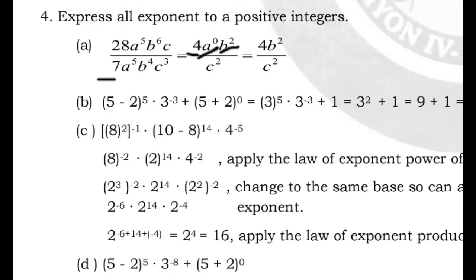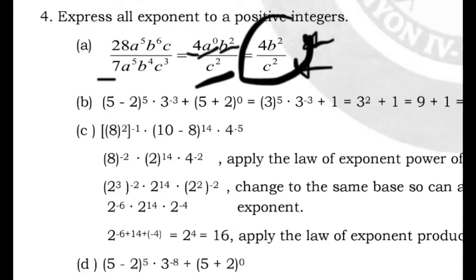So b squared. And since the exponent of the numerator is lesser than the exponent of the denominator for variable c, we'll just put c in the denominator. So 3 minus 1 is 2. So we're going to have c squared. Then 4 times a to the power of 0, which is 1. So 4 times 1 is 4 times b squared. So 4b squared. Then the denominator is c squared. So our answer here will be 4b squared over c squared.